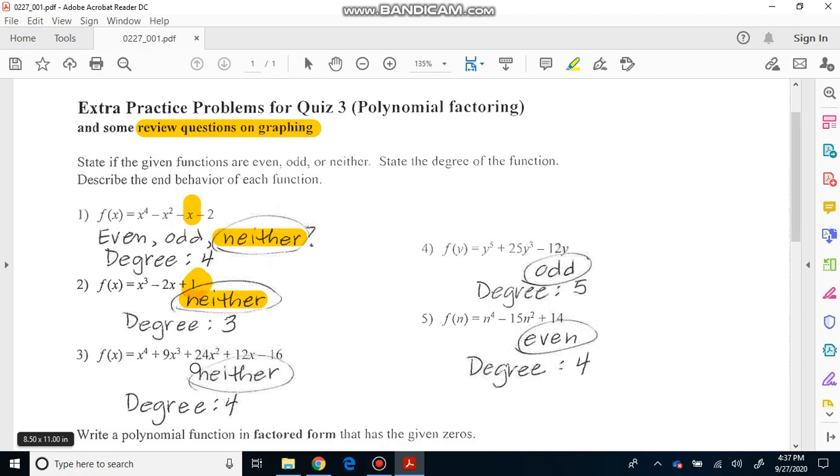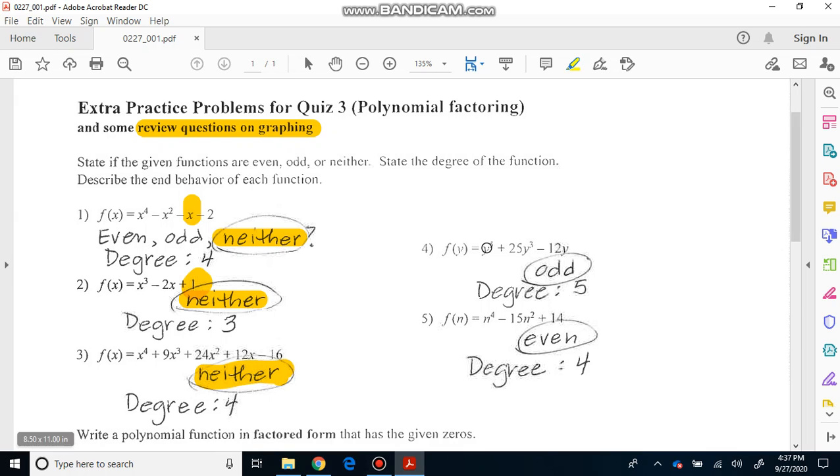Question 3, even, odd, or neither. So we've got 4, 3, 2, 1, 0. Nope. We've got even, we've got odd. Because they're mixed, it's neither even nor odd.